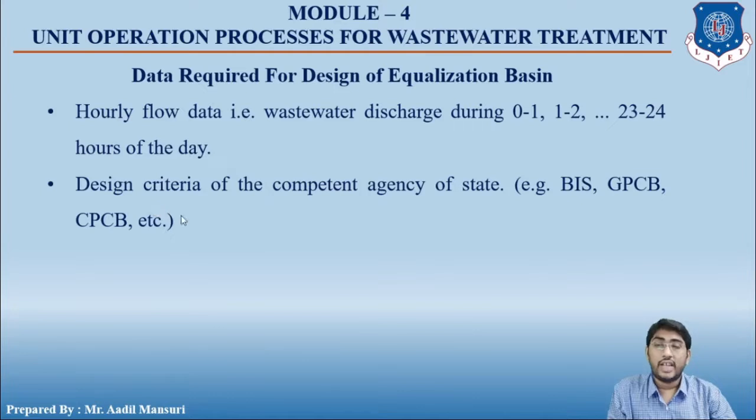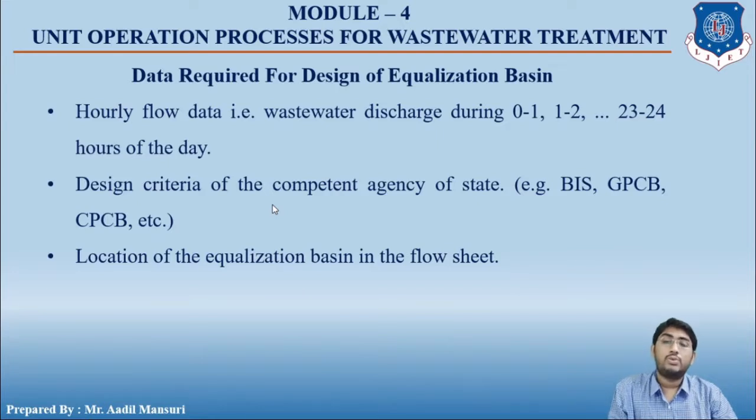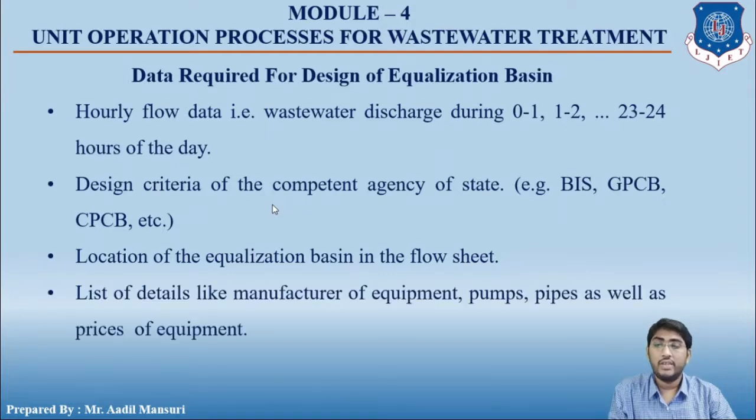Okay, then design criteria of competent agency of state, that is Bureau of Indian Standards or GPCB or CPCB, that is Gujarat Pollution Control Board or Central Pollution Control Board. Okay, then you should know the location of the equalization basin in the flow sheet, right? Then list of details like manufacturer of equipments, pumps, pipes, as well as prices of the equipment should be known. Clear, students? So these are the data that is required for design of equalization basin.